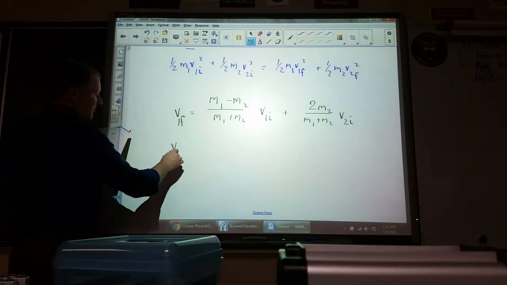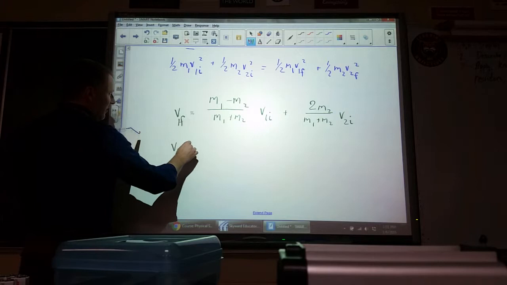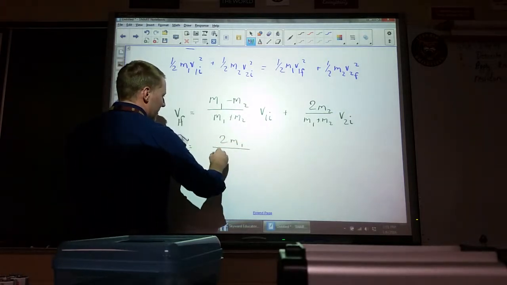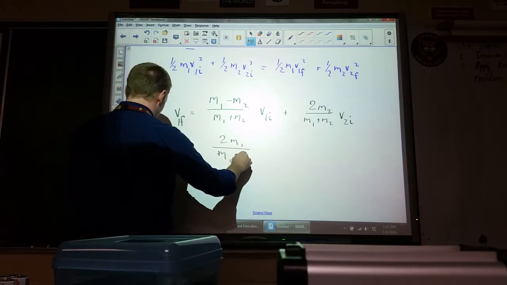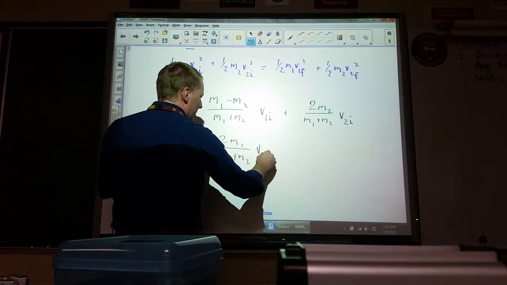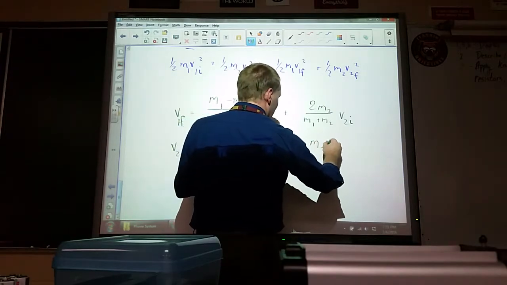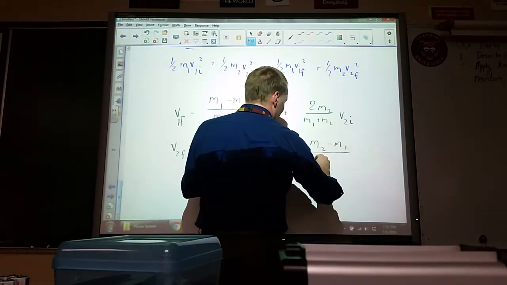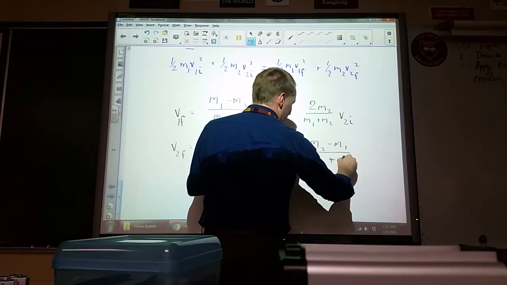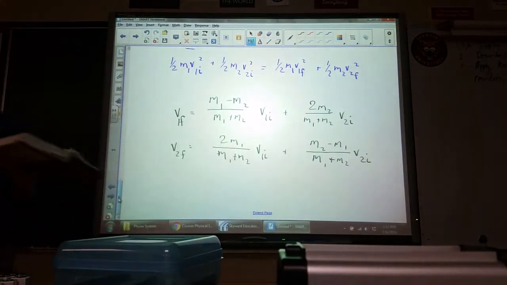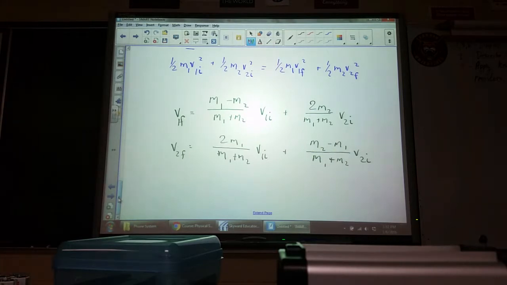Second car is twice m1 over m1 plus m2 times v1 initial, sort of the reverse of this, plus (m2 minus m1) over their sum times v2 initial. We're going to apply this on some of the cases to make sure that we're getting a similar result to what we saw in the experiment.